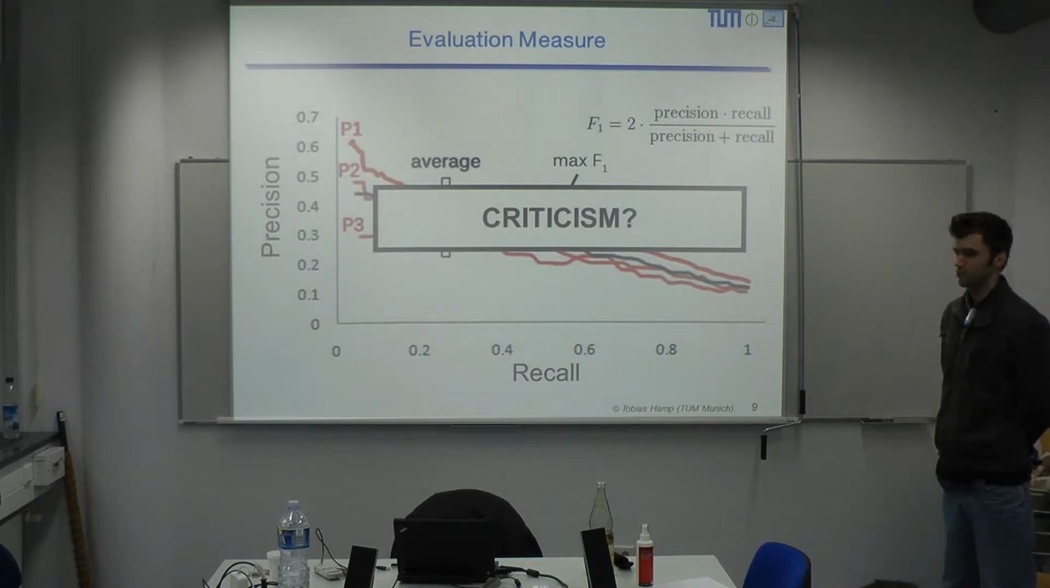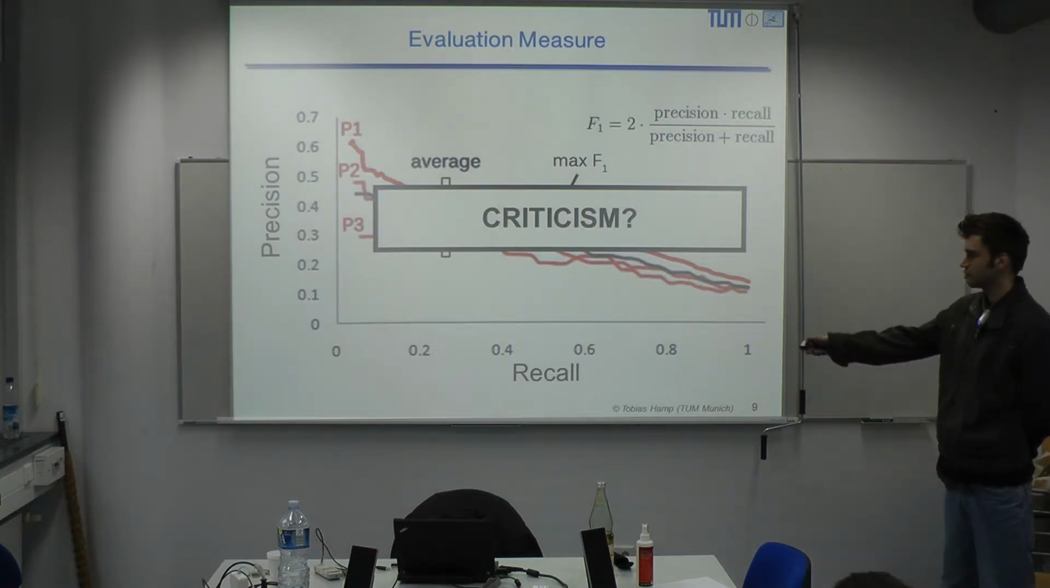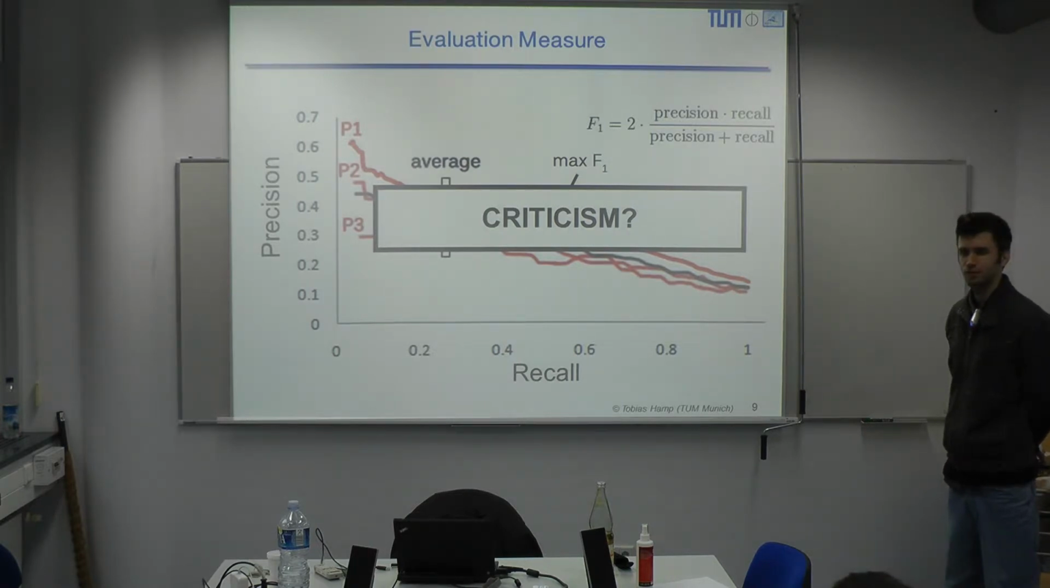So there are two issues involved with that. First of all, not every protein is as easy as all the other ones, and also, as long as you do not have a large amount of proteins, you have a large error in the curves, especially in the lower recall regions.